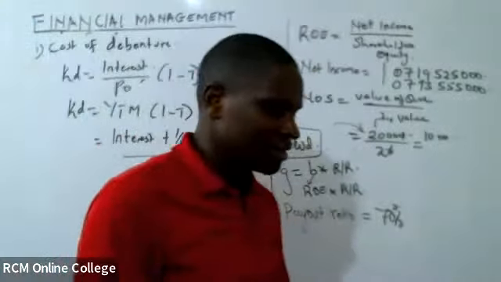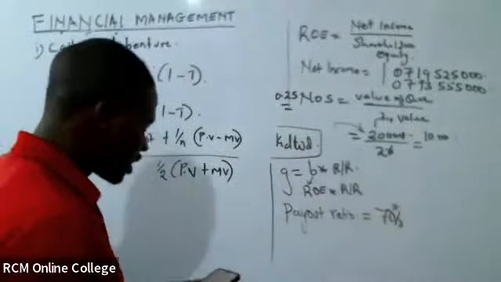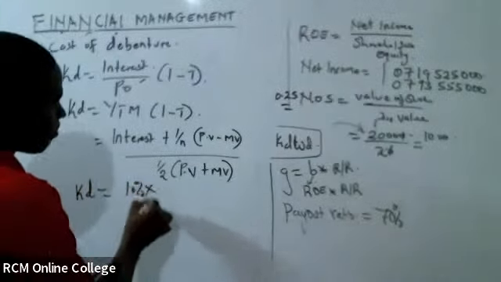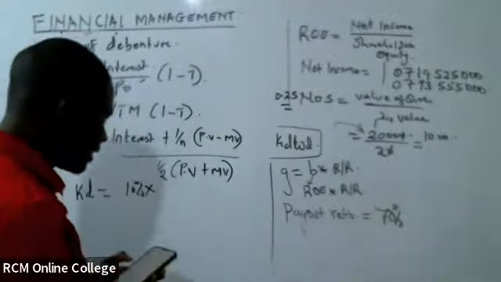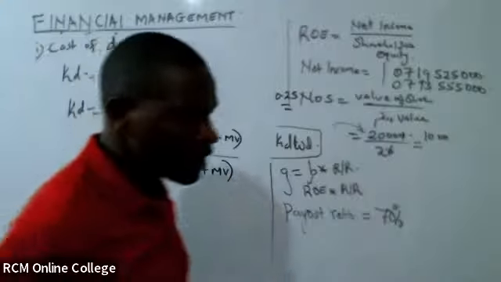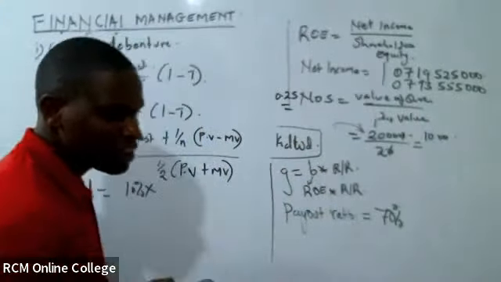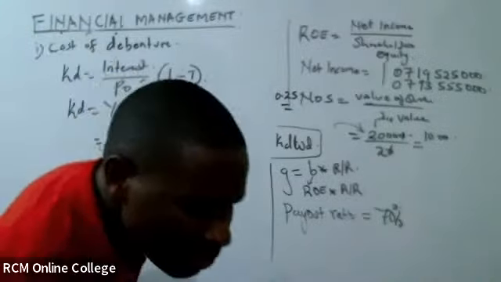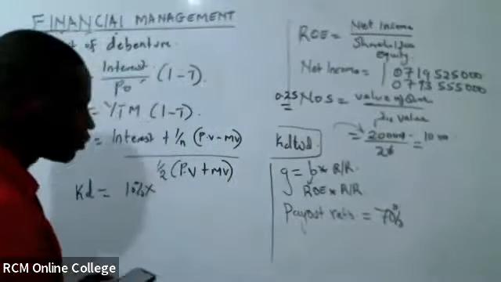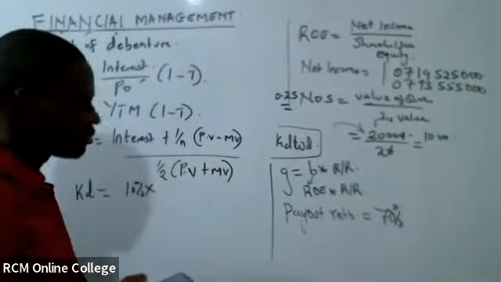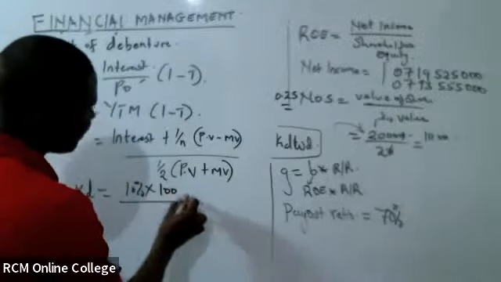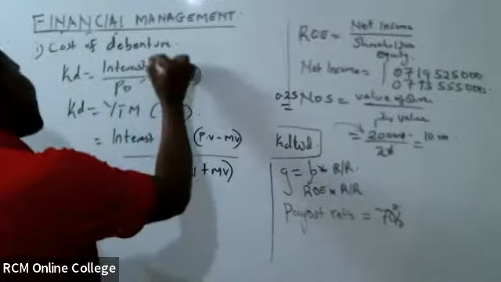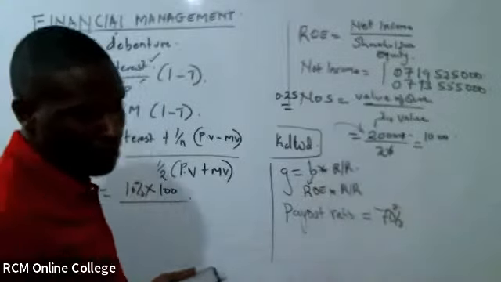So in our case here, it is a 10% debenture, so KD will be 10% of par. Remember, we are looking at this at par. What is the par value of our debenture? Yes, the par value is 100. So 10% of 100, that is the interest, divided by the market price. What is the current market price?